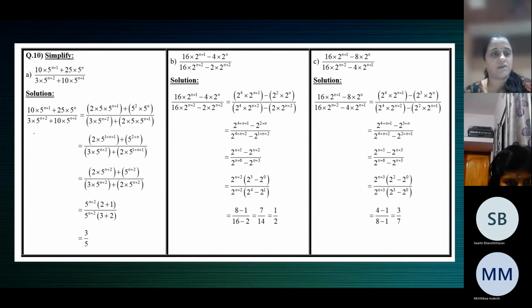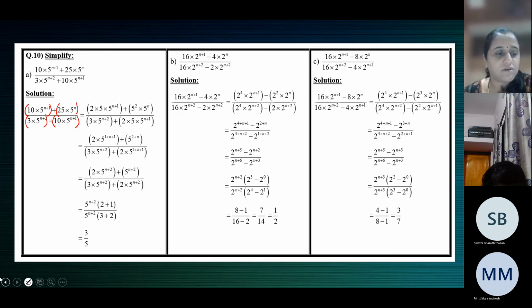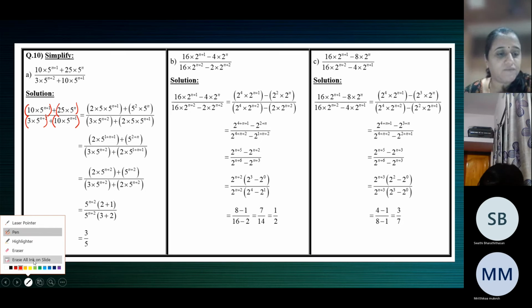Yes, so you can see the answer here. So this is the question: 10 into 5 to the power n plus 1. Though the bracket is not there, it is understood that there is a bracket here. Plus 25 into 5 to the power n, divided by 3 into 5 to the power n plus 2 plus 10 into 5 to the power n plus 1. So that is what is given to us. We need to simplify this.